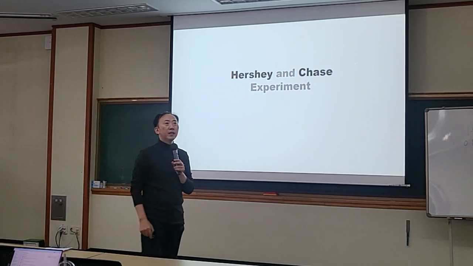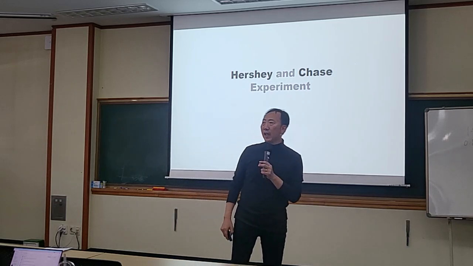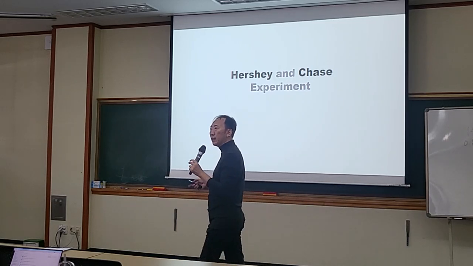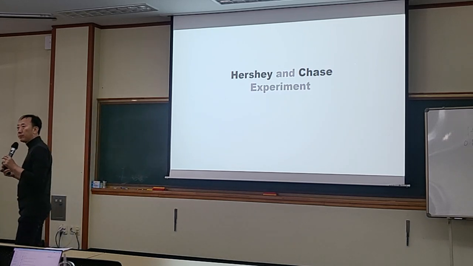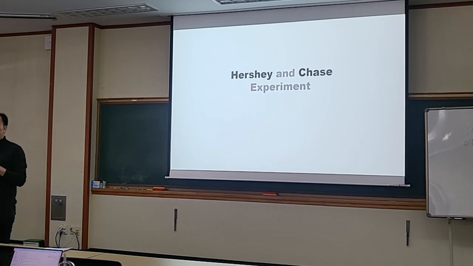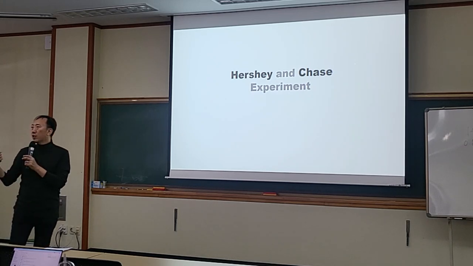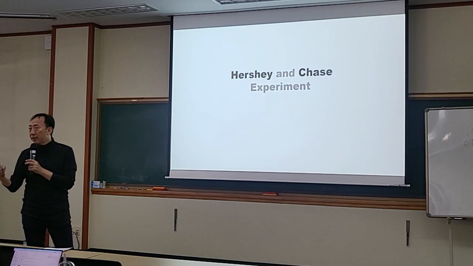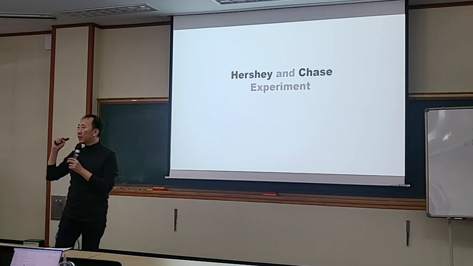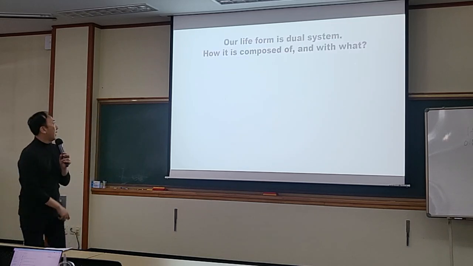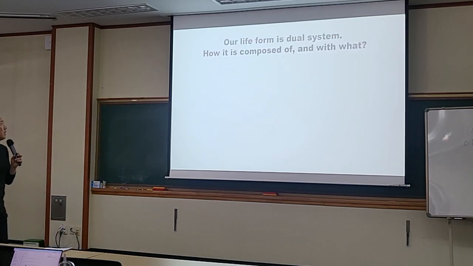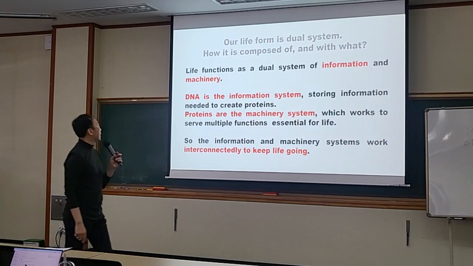A very smart idea, utilizing different elements, sulfur versus phosphorus, and utilizing radioisotopes, unstable isotopes of sulfur and phosphorus, which are transferring the information of a virus into bacteria. That's the key experiment. Of course, they got a Nobel Prize, as you can guess. And now, our life form is a dual system.